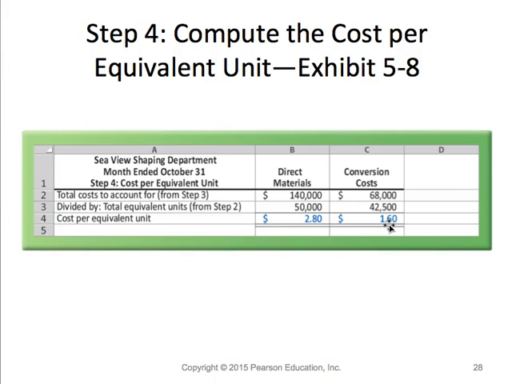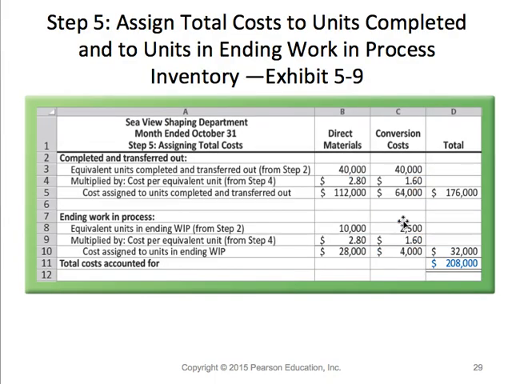So this is step number 4. We're going to see how much cost for 2 categories. One is direct materials, one is for the conversion cost, and per unit cost, we're going to calculate that. So the next step is to assign total cost to units completed and to units in ending work in process inventory. It's pretty easy because we have 2.8 and 1.6 now. So completed and transferred out is 40,000, and the ending work in process is 10,000.